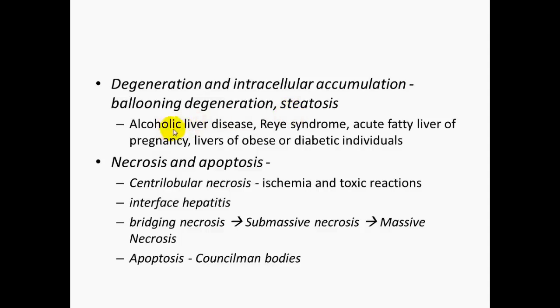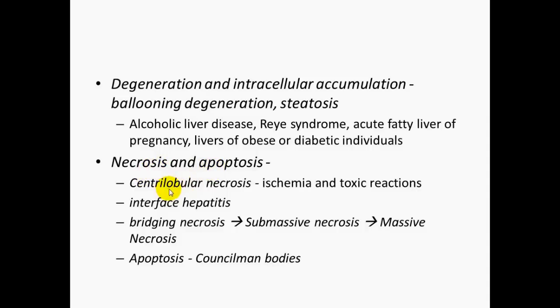So in cases of alcoholic liver disease, Reye's syndrome, acute fatty liver of pregnancy, liver of obese, that means if you are fat, your liver is going to be fat, right? So the liver of obese or diabetic individuals will have ballooning degeneration and steatosis. Apart from that, you may have changes pertaining to cell death in the form of necrosis and apoptosis.